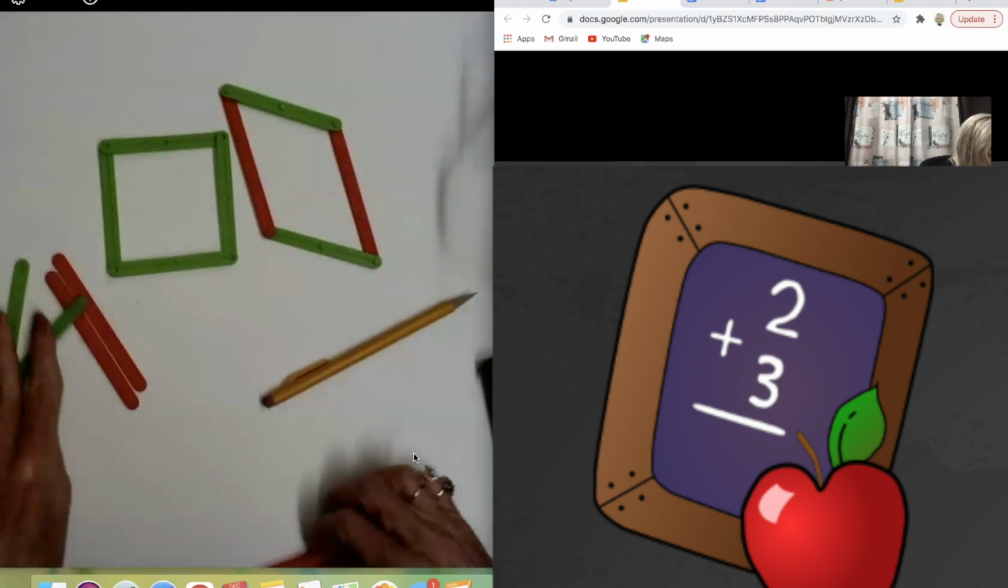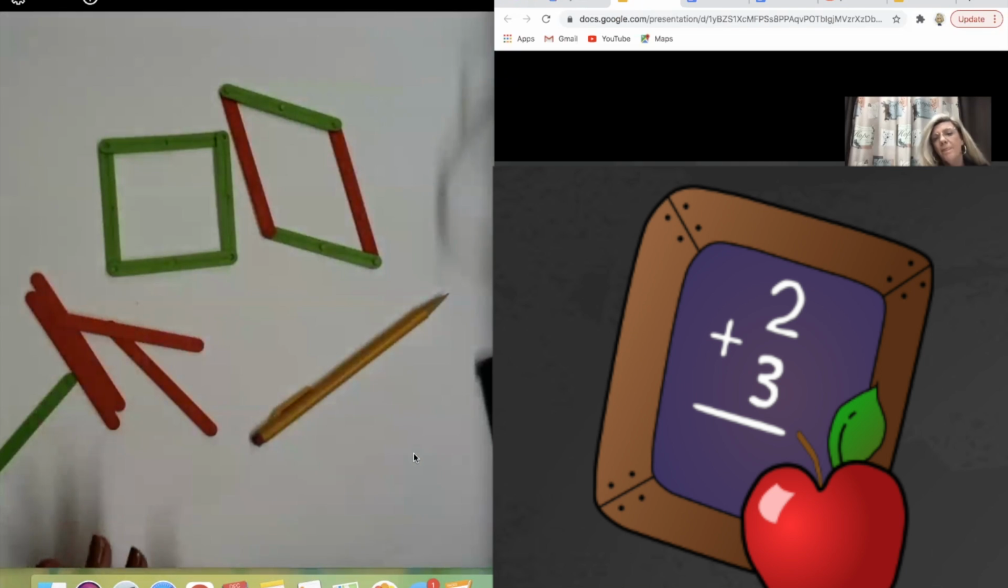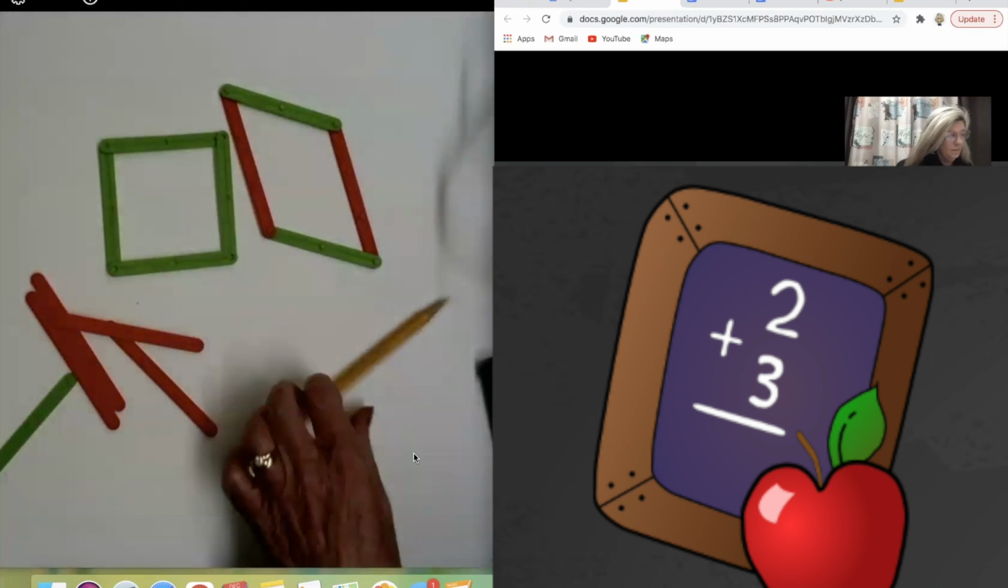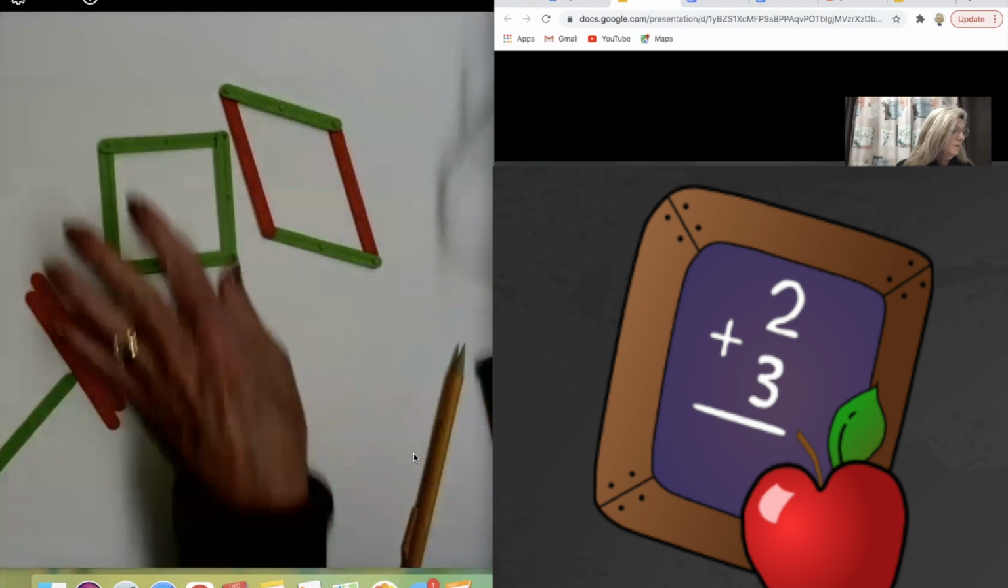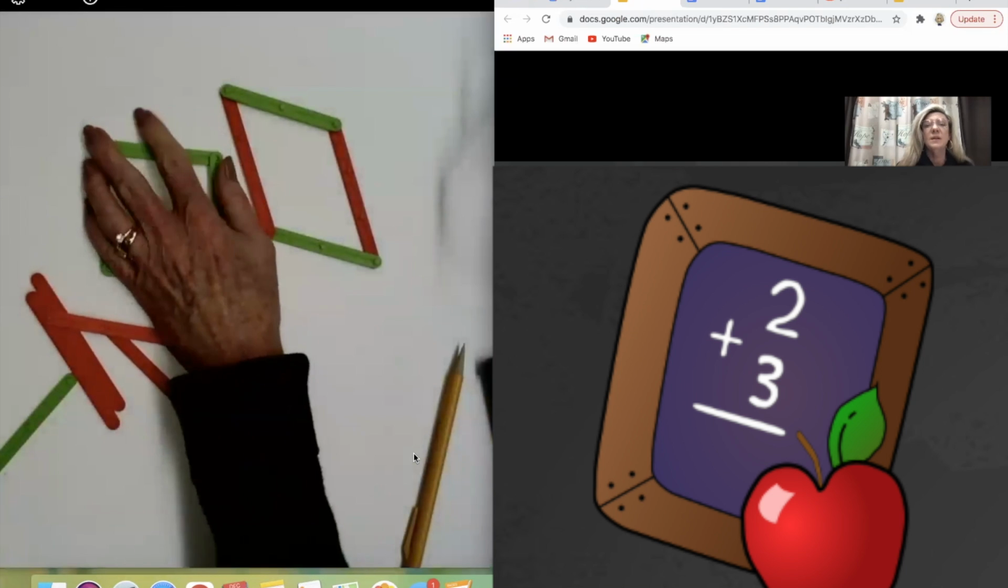Looks like Christmas here, red and green I pulled out. What could we build with them? What could we do? Okay, it's after lunch. Everyone goes to sleep on me.